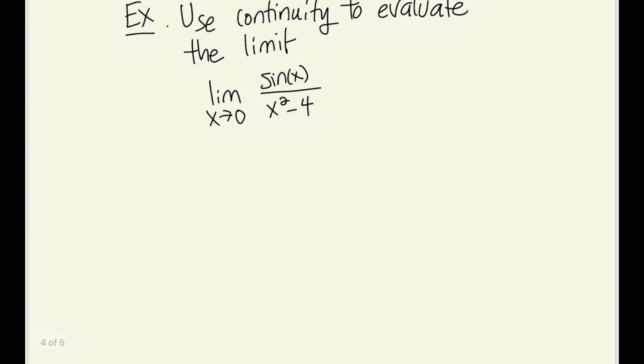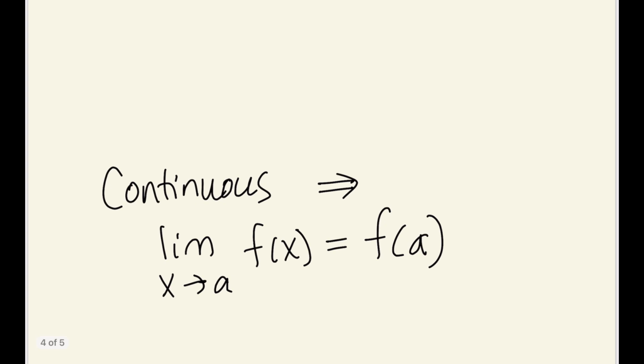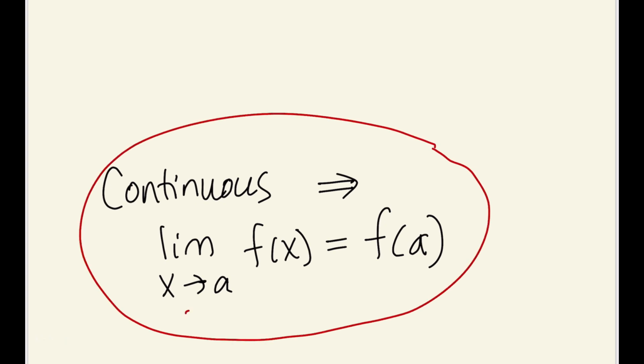The next question I want to take a quick look at: how can we use continuity to evaluate the limit? So from the previous examples, we saw that this function is continuous at x equals 0. Okay, it's continuous at all real numbers except for negative 2 and 2. So it is continuous at x equals 0. And what does continuity mean? Well, if a function is continuous at a, it means that the limit is equal to the function's value. So we can use that here to calculate our limit.